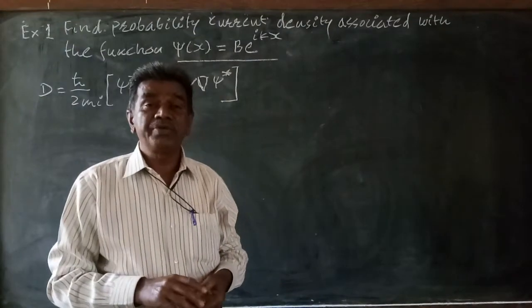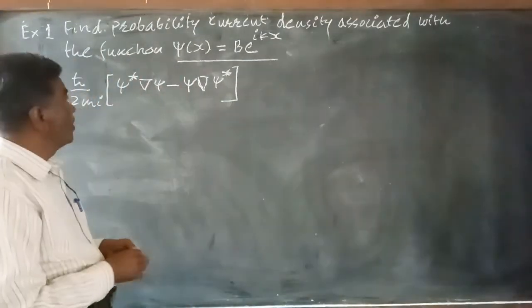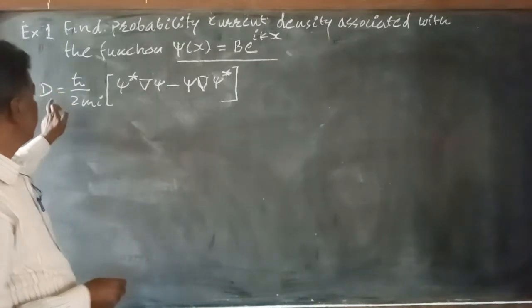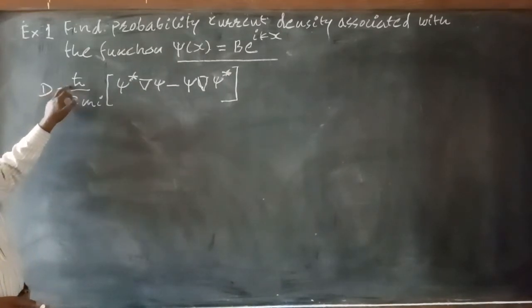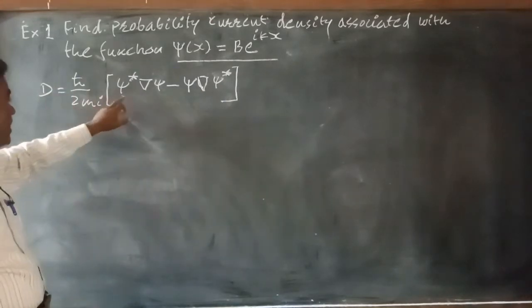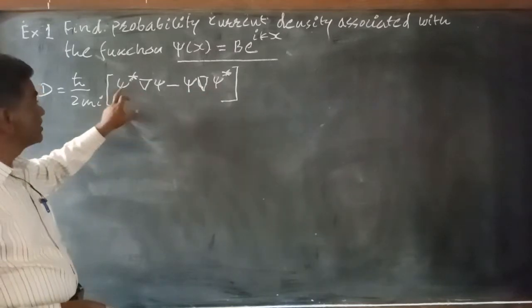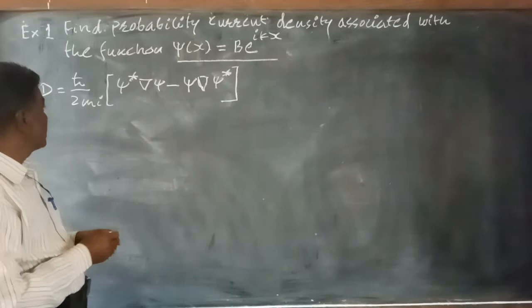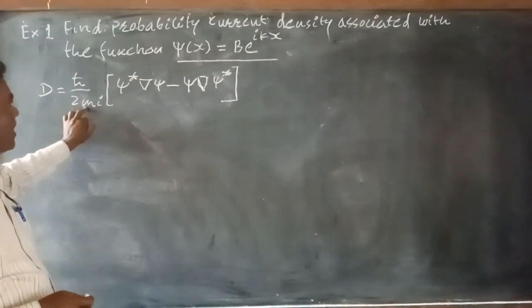Hi, hello everyone. Today we are going to see examples of the probability current density. Last time we derived the equation: the probability current density associated with any function is given by D equals h cross divided by 2m times (psi star del psi minus psi del psi star). Here psi is the wave function associated with the moving particle, h cross is the reduced Planck constant, and m is the mass of the particle.